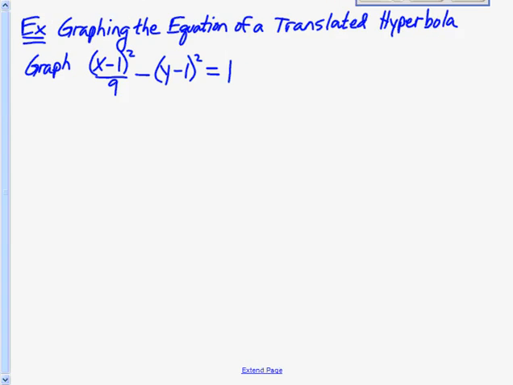Okay. Now let's go to hyperbolas. Let's graph the equation of a translated hyperbola here. So, all right, let's think about.